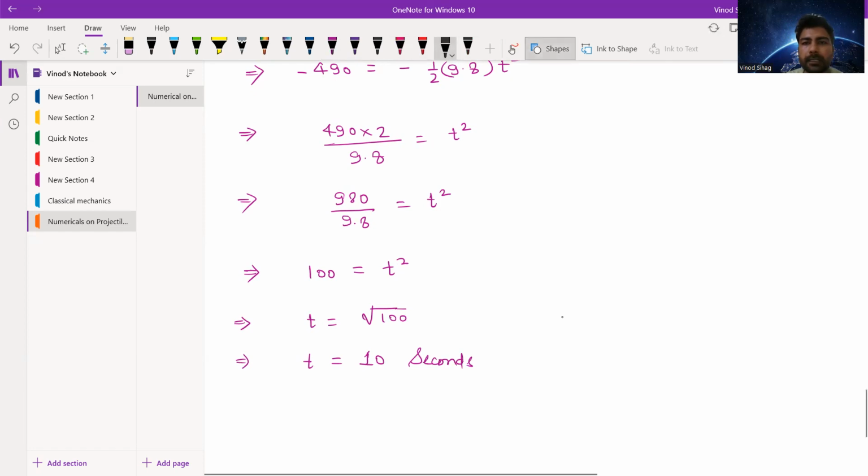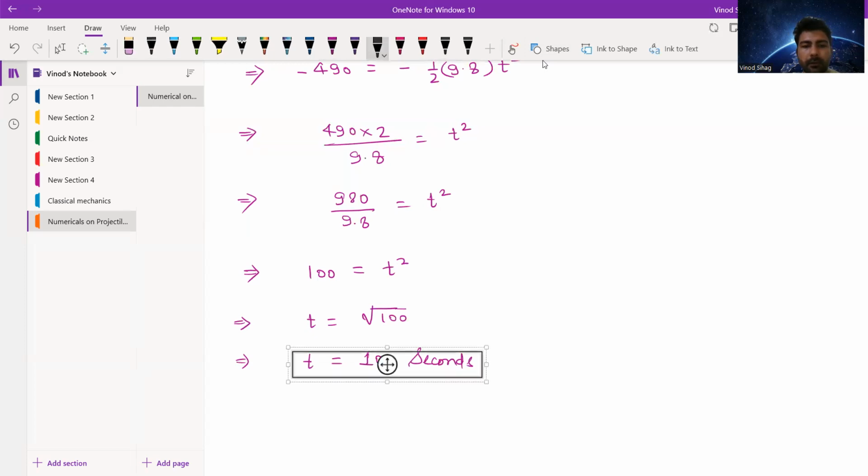So the answer for the first question is t equals 10 seconds. The stone will take 10 seconds to reach the ground.